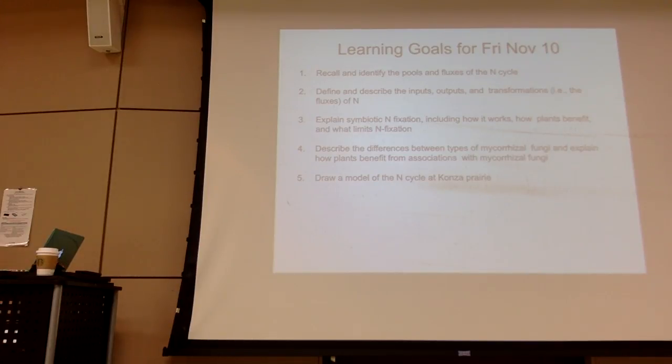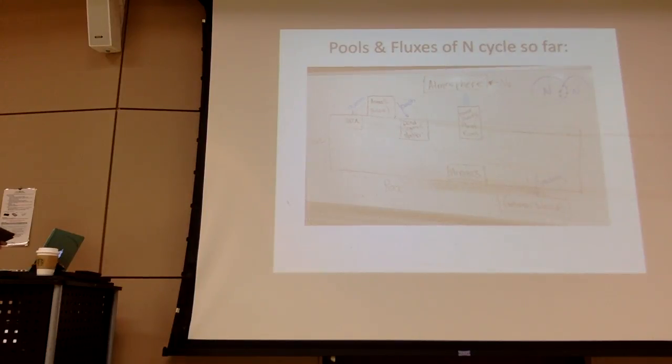Okay? All right, so our learning goals today, we have kind of a lot to talk about. We are going to work on our diagram of the pools and fluxes of the nitrogen cycle in Konza Prairie. Okay, so make sure that you have access to that drawing that you were making. This is where we were yesterday, or Monday, I guess it was.